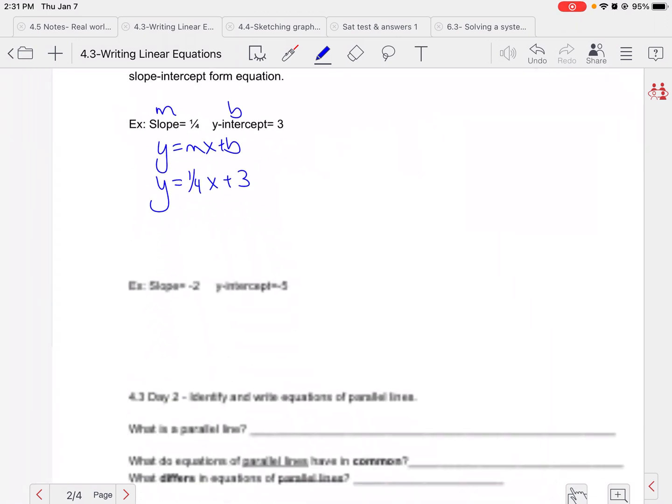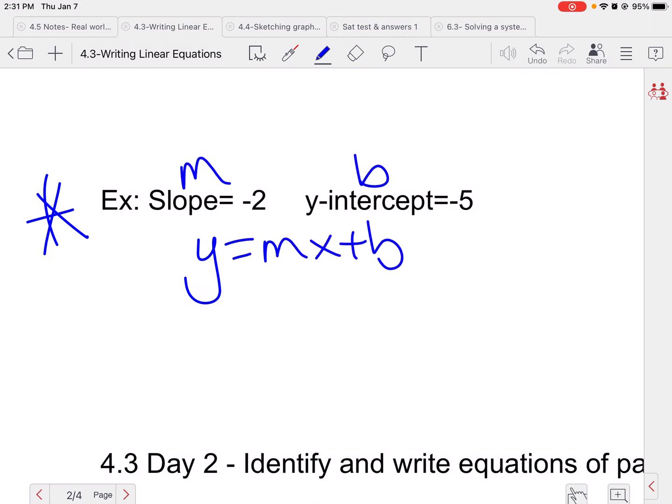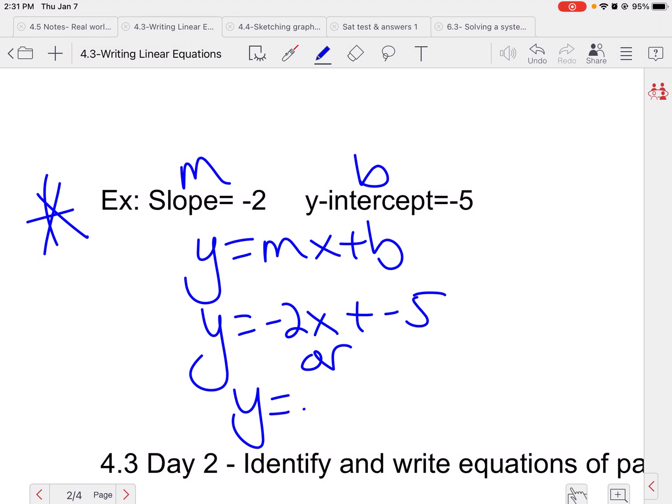Okay. Go ahead, why don't you write this equation for me using y equals mx plus b. So y equals mx plus b. Again, my slope is m, my y-intercept is b, so I'll have y equals negative 2x plus negative 5. Or you also could write y equals negative 2x minus 5. Those are both the same thing.